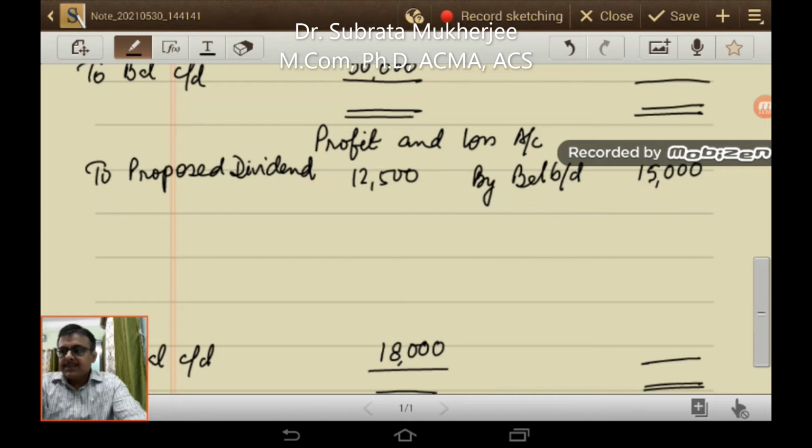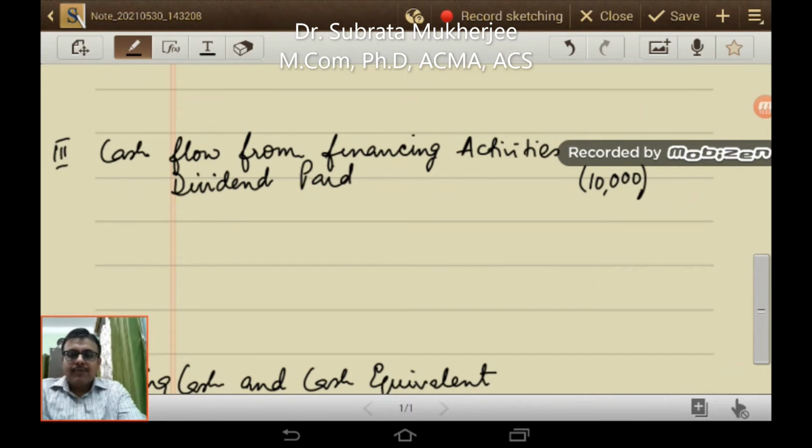The next item is machinery purchased during the year for rupees 12,500. So before moving to the next item of additional information, the dividend paid of rupees 10,000, I have placed it under cash flow from financing activity in the cash flow statement. Dividend paid minus 10,000.